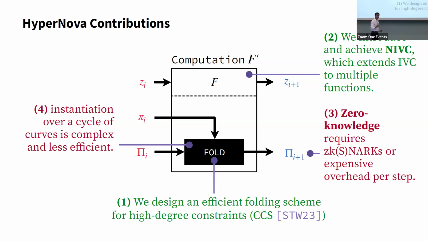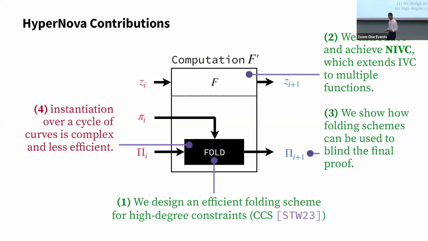Okay. Now, the second core contribution of Hypernova is that we introduce and construct a new primitive known as non-uniform IVC, where precisely it enables us to dynamically schedule a new function in every step of recursion. And this allows us to capture more dynamic computations in the case of IVC.